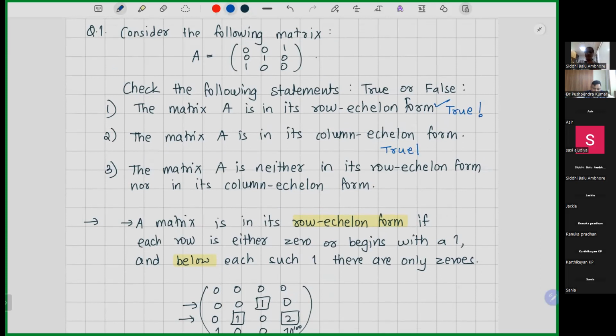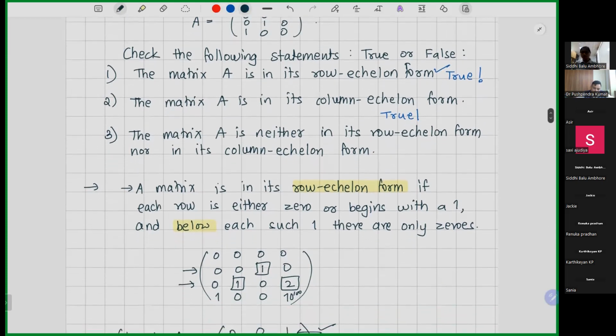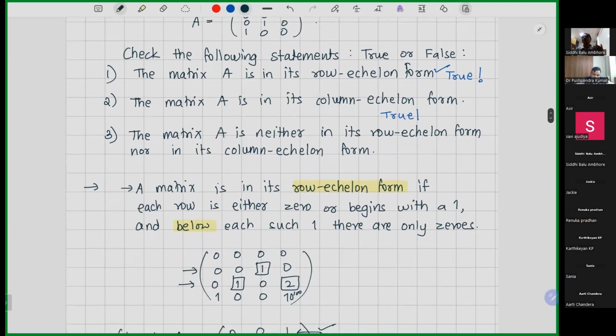And now they are asking us the third question, that matrix A is neither in its row echelon form nor in its column echelon form. Okay, so this is definitely not true, because we just saw that this matrix A is in both row echelon and column echelon form. So this last statement which they are asking is anyway false.